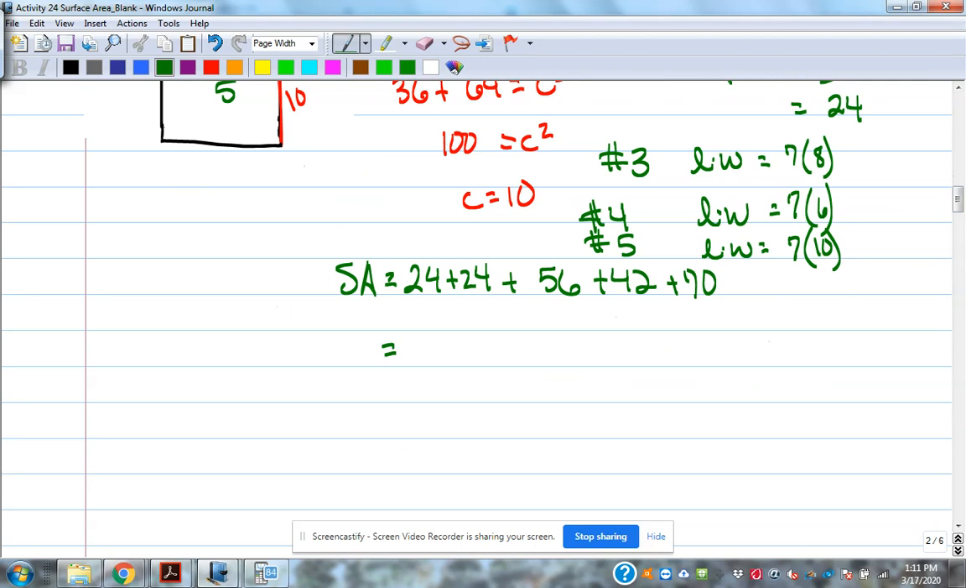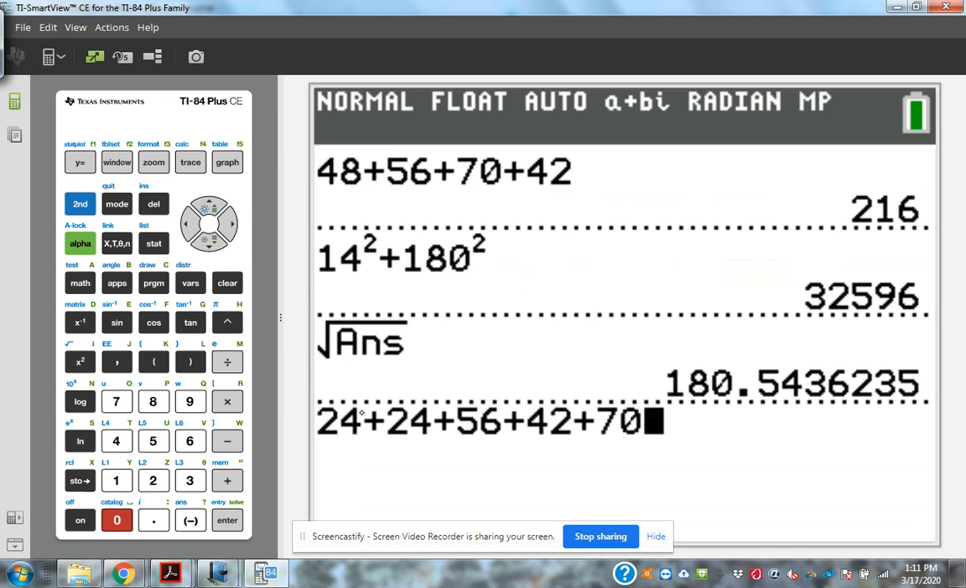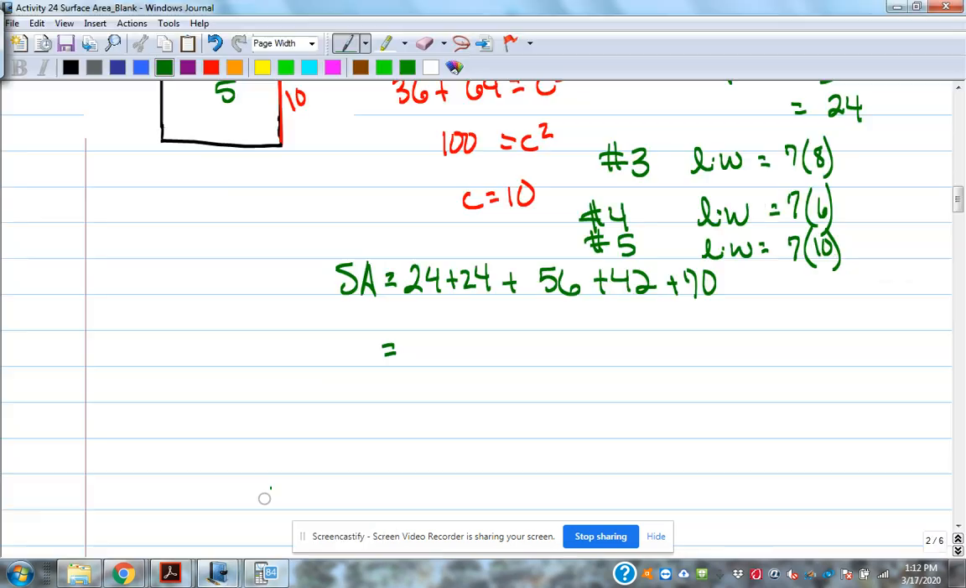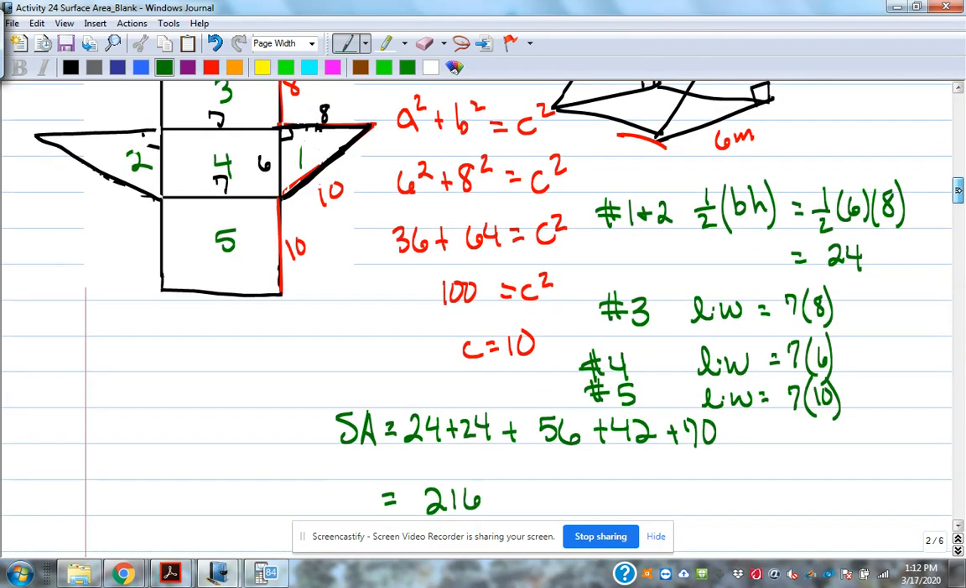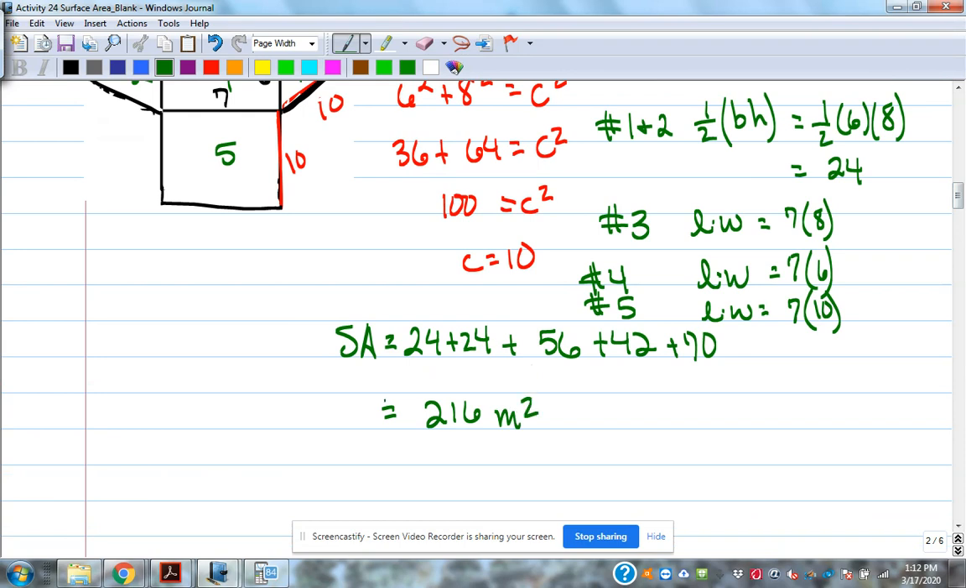So then the surface area is going to add all those together. So 24 plus 24 plus 56 plus 42 plus 70. 1, 2, 3, 4, 5 faces. 216 square meters in this case, I believe is right. Yeah, square meters. Again, the dimensions are important. Make sure that you label what dimension your answer is in there. No need to round on that one. Everything worked out to be a nice integer value.